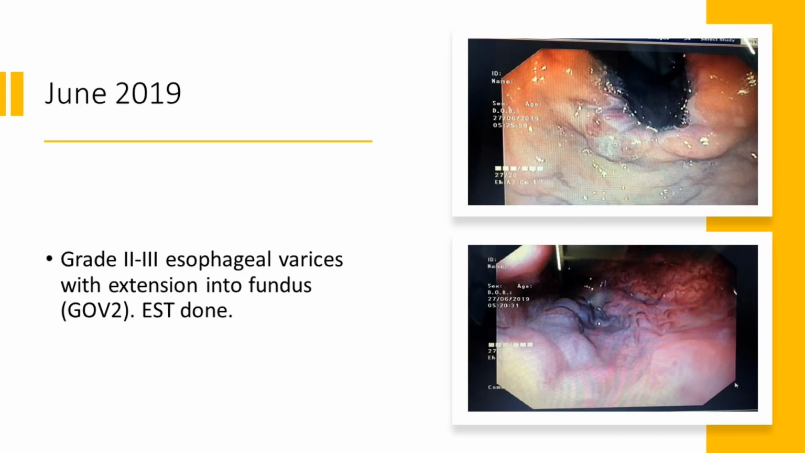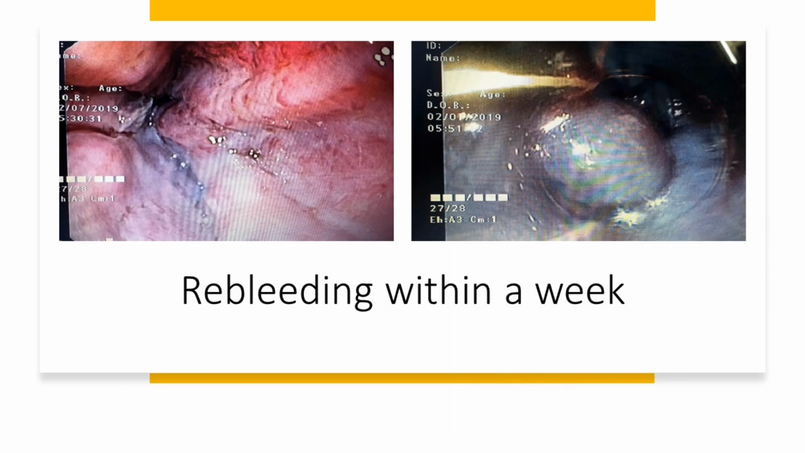By now, again, he developed grade 2 to grade 3 esophageal varices, and there's extension into the fundus. This is an inverted view where you do a J maneuver and you find a varix over there. This is your GOV2. Again, endosclerotherapy was done. But within a week, this child bled again after the sclerotherapy. So we were contemplating how to get him to do more endotherapy. We again tried with a cap. This time he was a little bigger, so the cap went in.